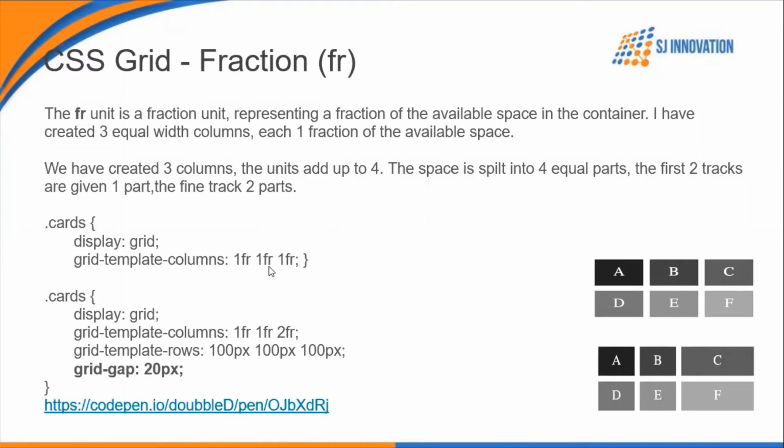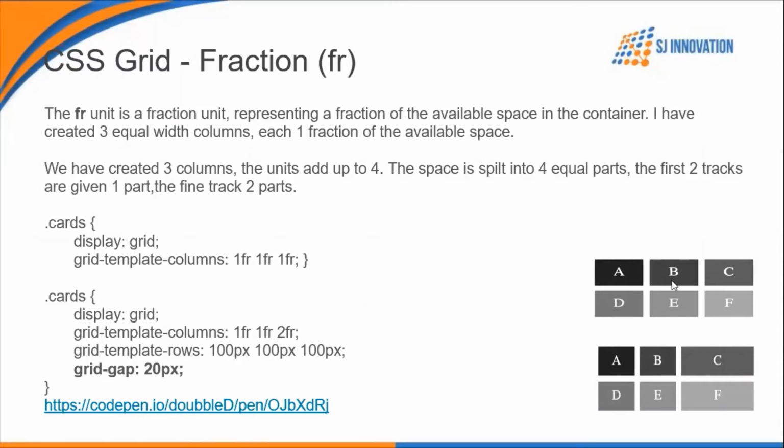Okay, so here is the example. Grid template columns, 1FR, 1FR, 1FR. FR means fraction. So 1FR means one part of available space of the container or our web space. Yeah, we'll go to the live example as well.